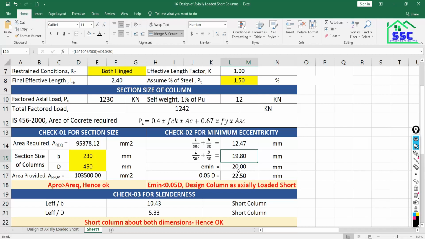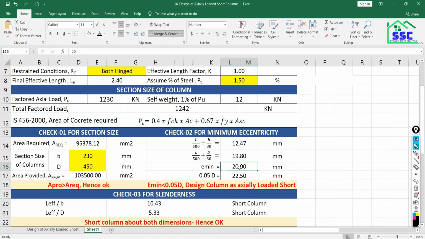What the code says is that for every column you have to consider minimum eccentricity. Here we are getting 12.47 and 19.8. If these values are less than the minimum, at that time we have to consider the minimum one. At least we have to consider the minimum any time. In no case can you leave out the minimum eccentricity.